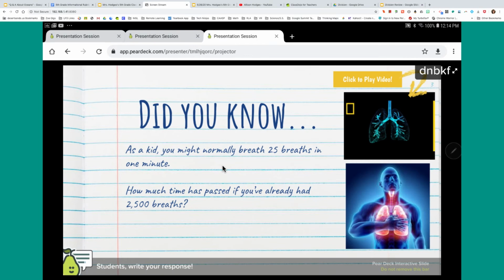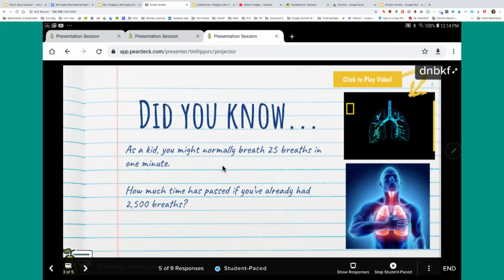So if I think about there's 25 breaths in 1 minute, how much time has passed if you've already had 2,500 breaths? This one's actually pretty easy as a question for division, because if I'm telling you how many total breaths and you know that there's 25 breaths in 1 minute, you're basically trying to figure out how many minutes has passed.